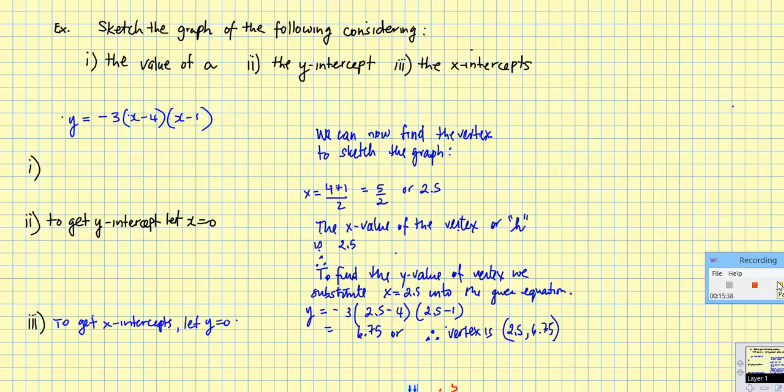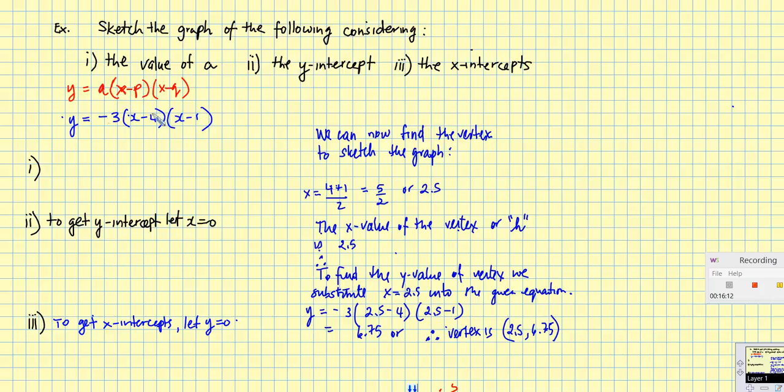On our next example, it says that we need to sketch the graph of the following, considering the value of A. Then we have to look at the y-intercept, and then the x-intercepts. So we've got y equals negative 3 bracket x minus 4 times x minus 1. If we look at this as y equals A bracket x minus p times x minus q, you'll see that this is in the intercept form. That means that we automatically know what the x-intercepts are, and we can figure out what our y-intercept is.